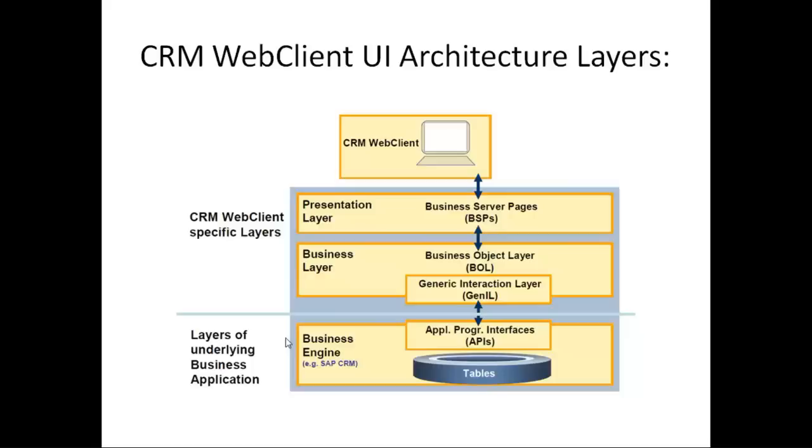And then we have this business layer, which comprises the business object layer and the generic interaction layer. These are the layers which deal with the communication of data to and from the web UI based on the user request. And underlying the business layer, we have this business engine. There is the business application layer, which comes with API and database table.